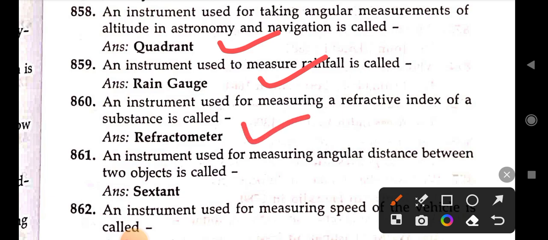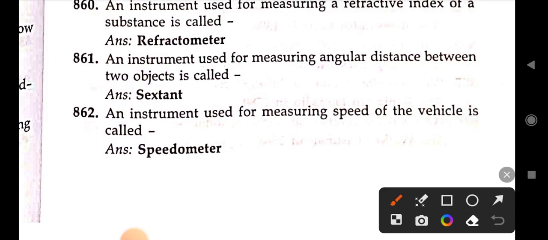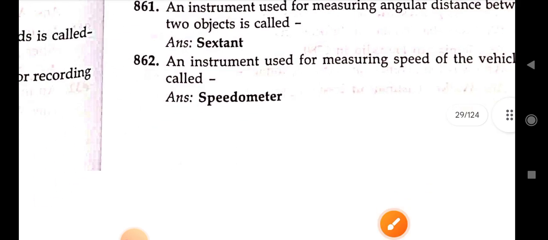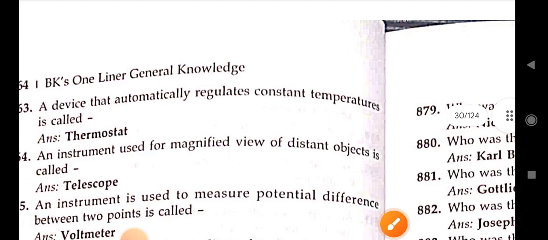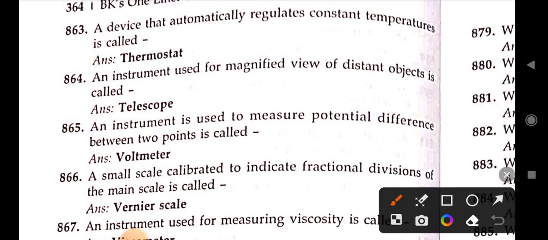An instrument used for measuring angular distance between two objects is called a sextant. Next, an instrument used for measuring the speed of a vehicle is called a speedometer. Next, a device that automatically regulates constant temperature is called a thermostat. An instrument used for a magnified view of distant objects is called a telescope.